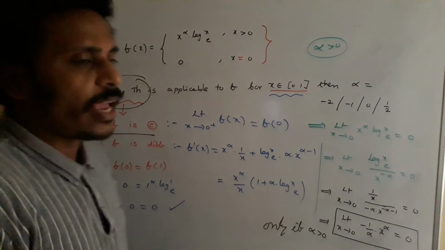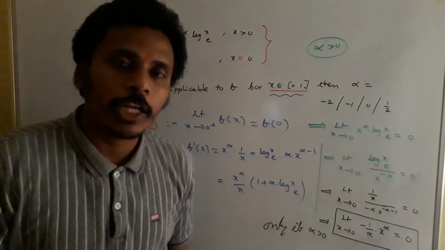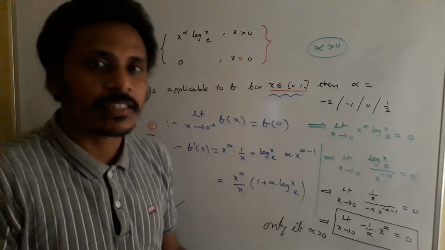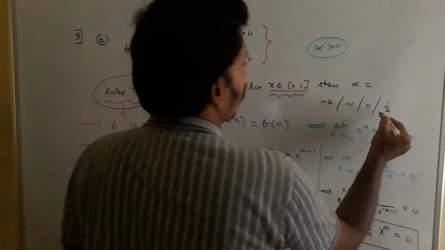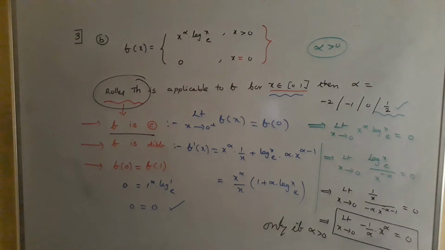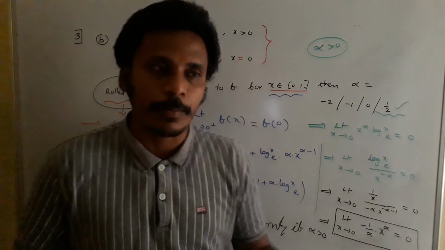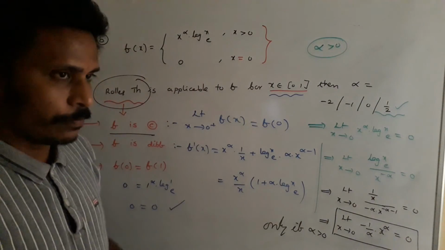So we need to take any positive value in the place of alpha. If you take any positive value in the place of alpha, always Rolle's theorem is acceptable. But for the given options, only this 1 by 2 is the positive value, and your answer is option D for this problem. Usually you will face these types of problems in objective examinations based on Rolle's theorem, right?